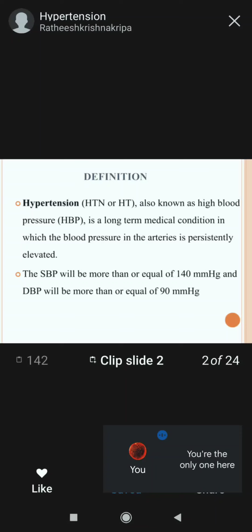This is the diastolic blood pressure. So overall, we conclude it is called hypertension. So next we go on.